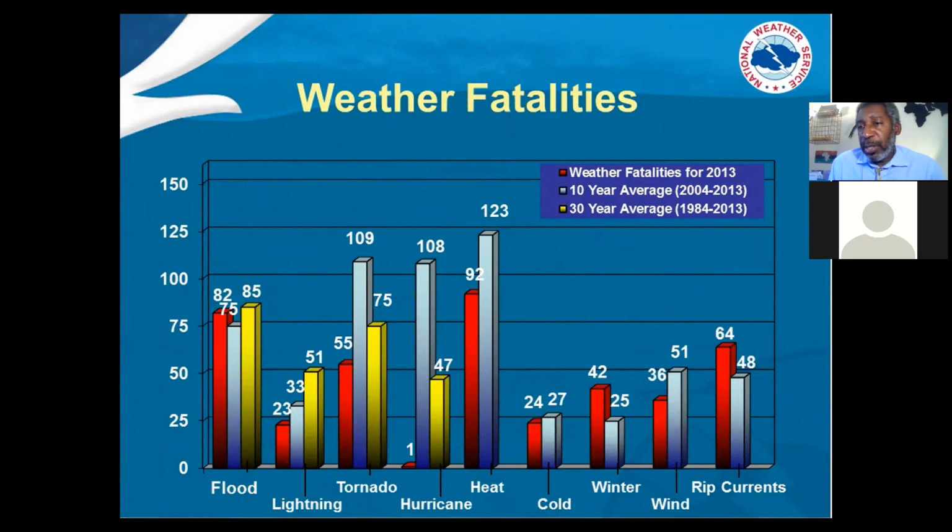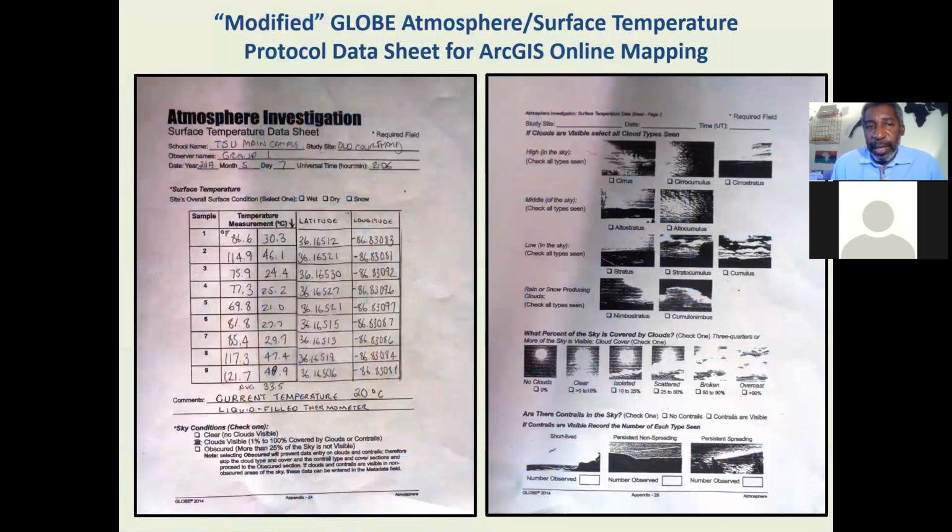Heat kills more people than any other weather-related hazard. And so that, again, grabs the young people's attention. And then we collect GLOBE atmosphere data like such.